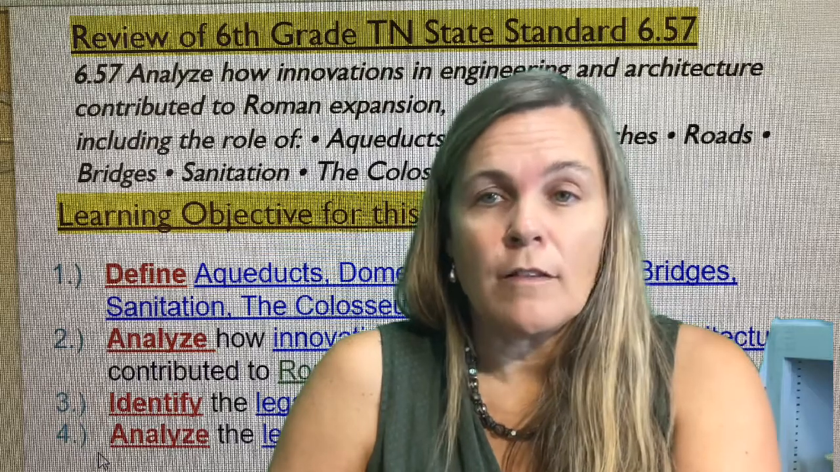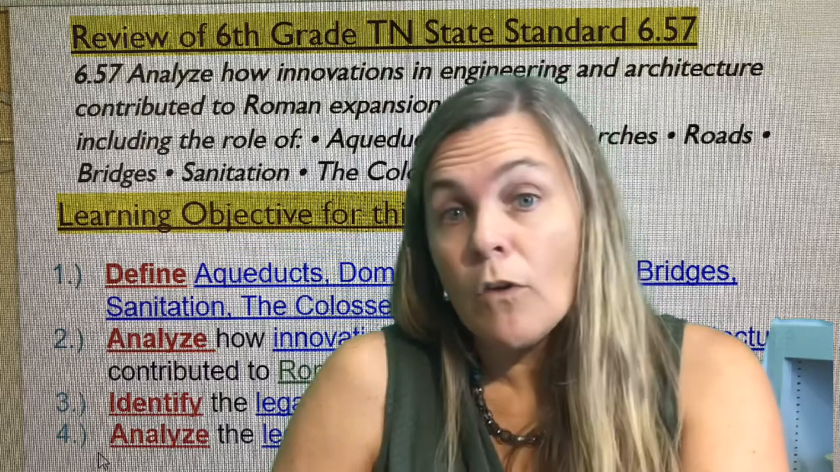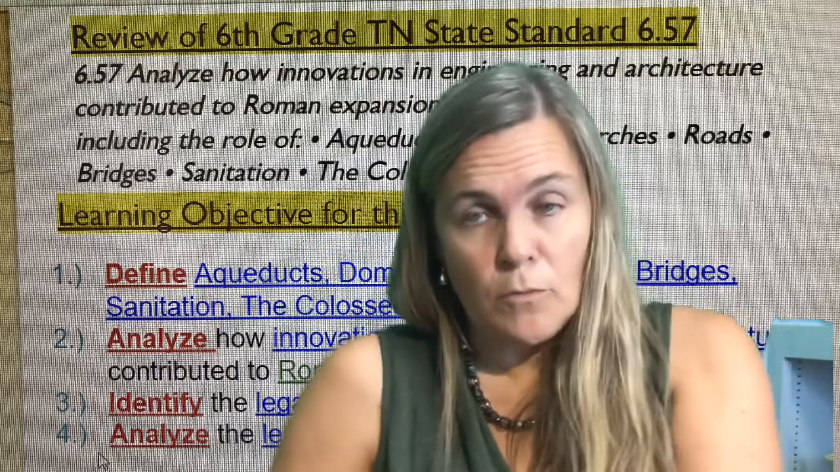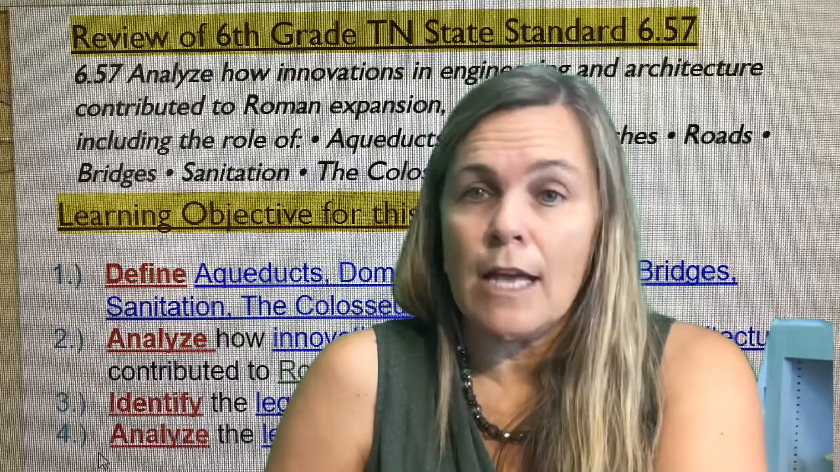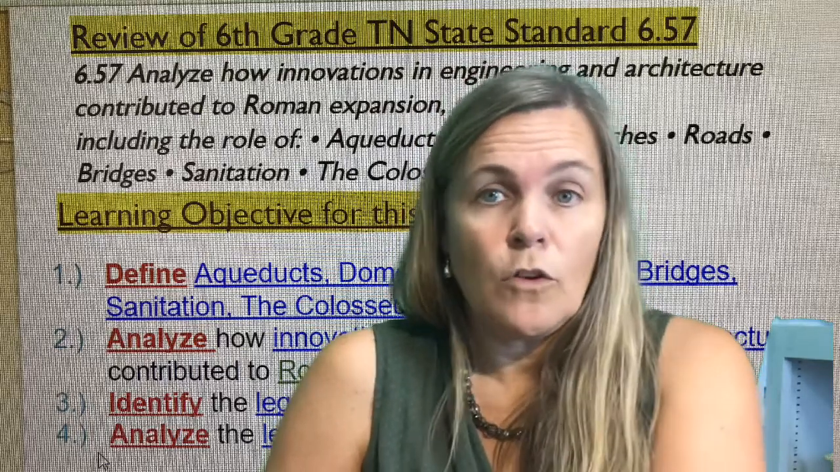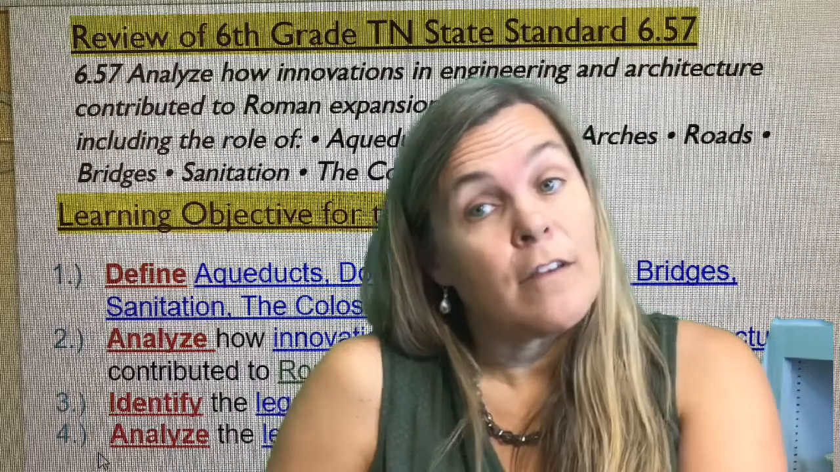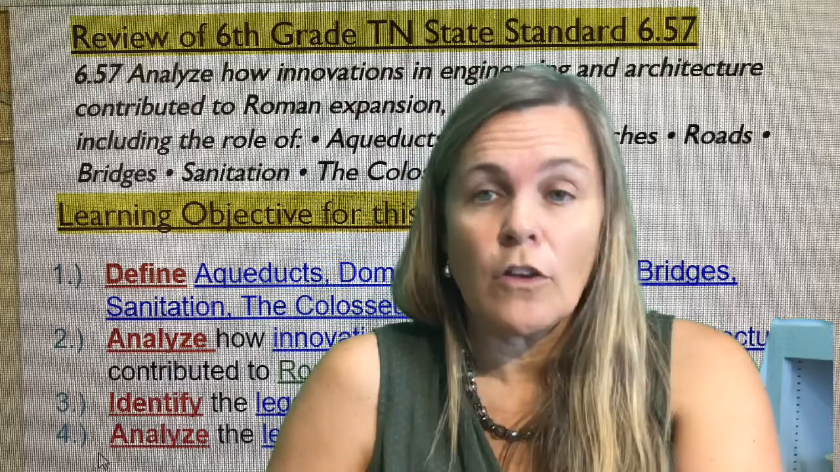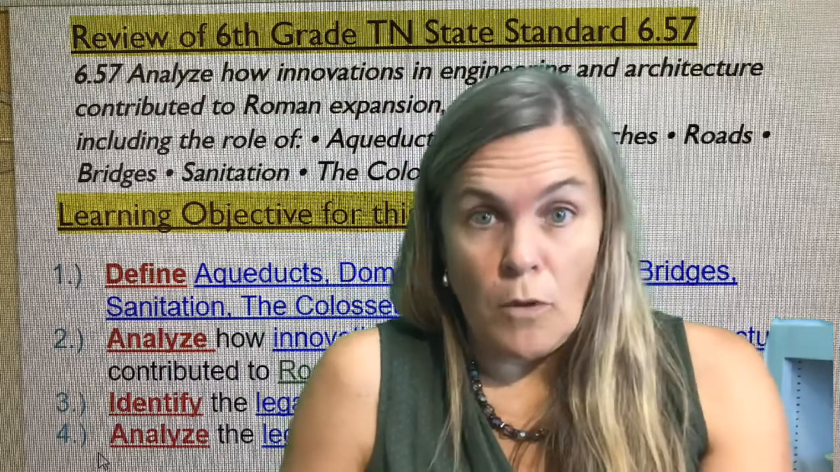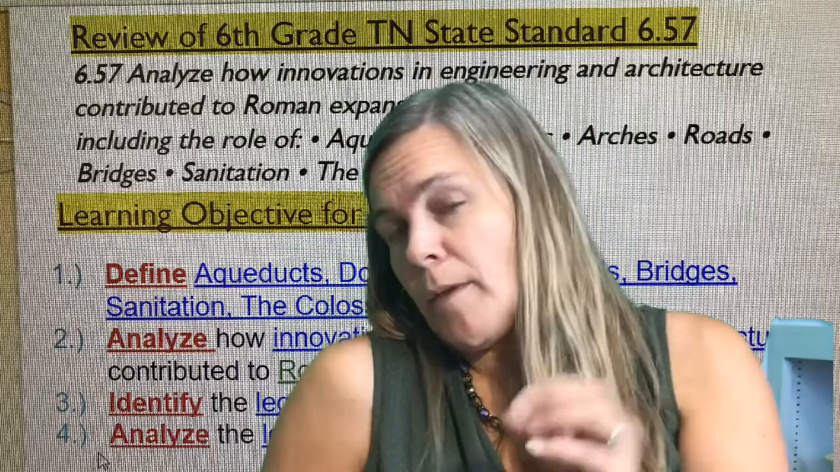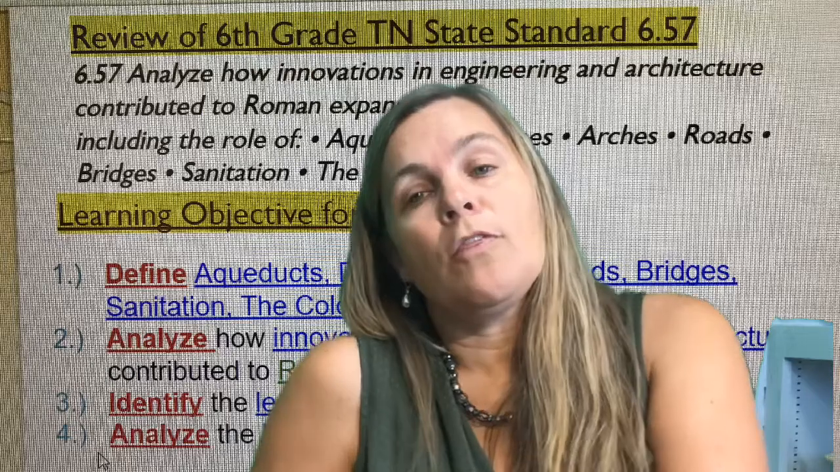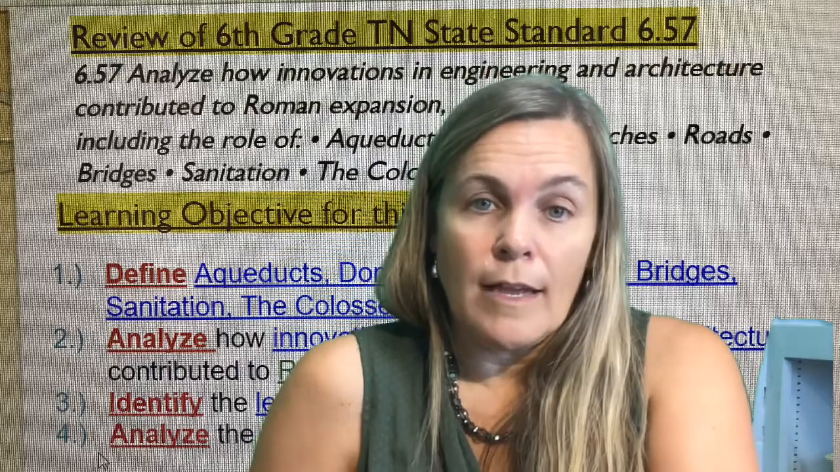Our learning objectives for this lesson. 1. We're going to define aqueducts, domes, arches, roads, bridges, sanitation, and the Colosseum. 2. We're going to analyze how these innovations in engineering and architecture contributed to the Roman expansion. We talked about them being a small village, becoming a huge empire. And 3, we're going to be identifying the legacies of Rome. And then 4, we're going to analyze those legacies of Rome.